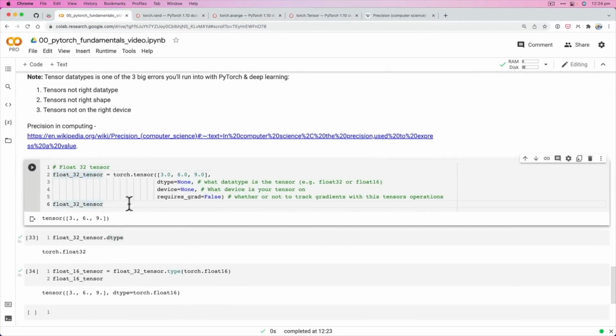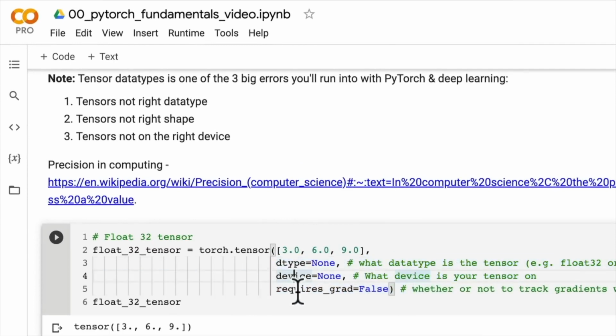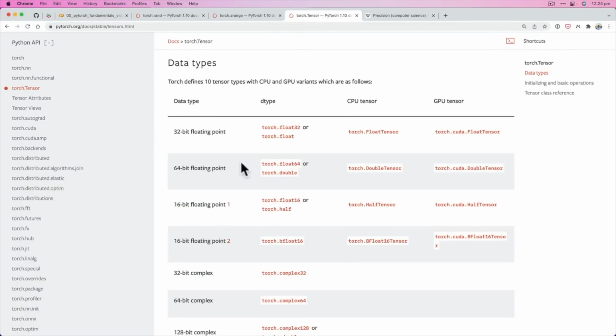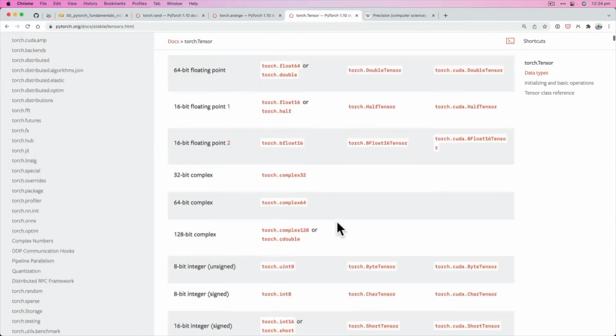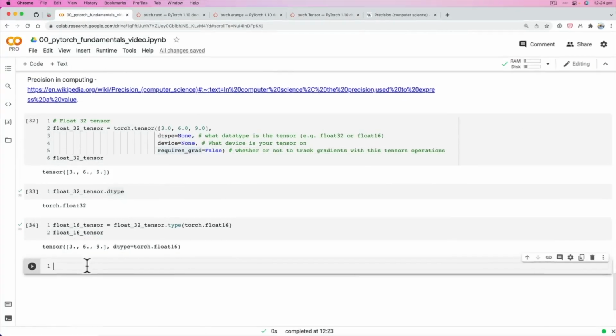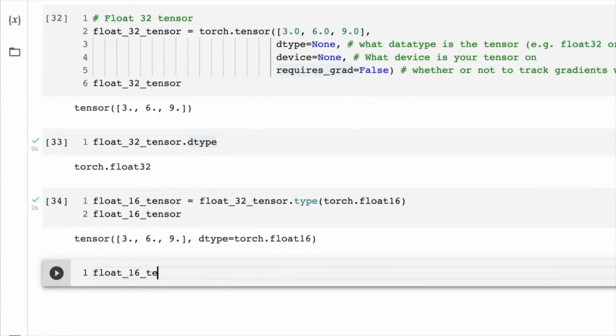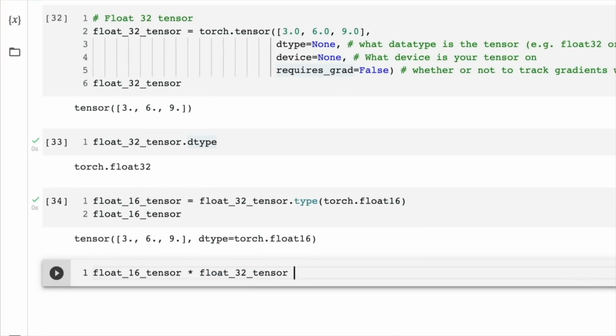Wonderful. So give that a try, create some tensors, research, or go to the documentation of torch.tensor and see if you can find out a little bit more about dtype, device and requires grad, and create some tensors of different data types. Play around with whichever ones you want here, and see if you can run into some errors. Maybe try to multiply two tensors together. So if you go float 16 tensor times float 32 tensor, give that a try and see what happens. I'll see you in the next video.